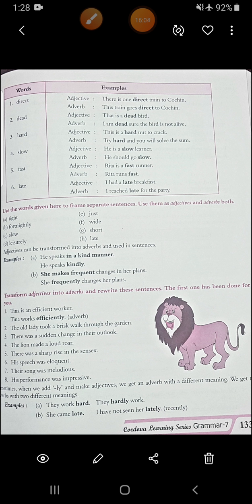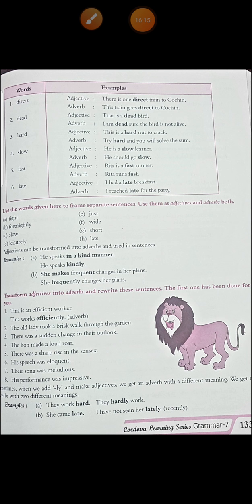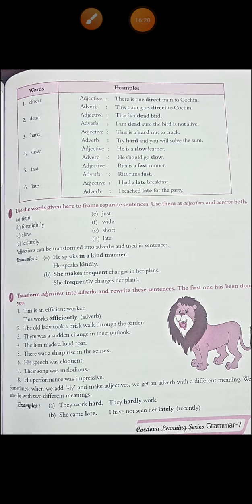F is wide. Your mouth is a little wide. The door was wide open. G is short. He was short and stout. We are short of time right now. H, late. You are half an hour late. He has to work late tomorrow.